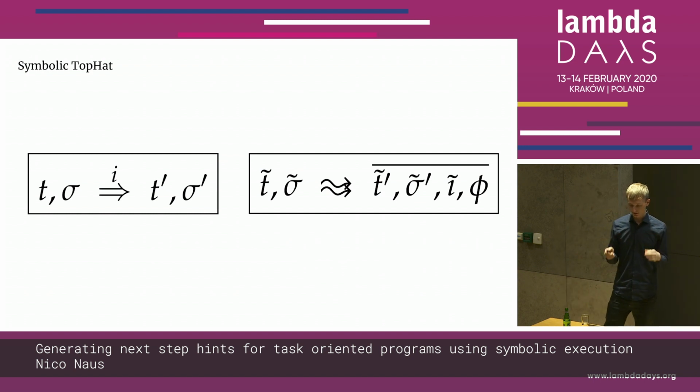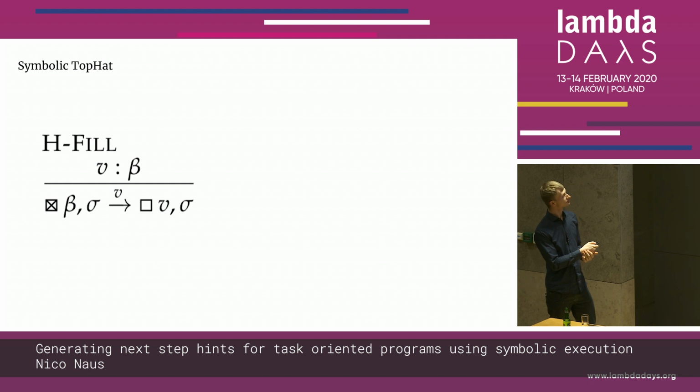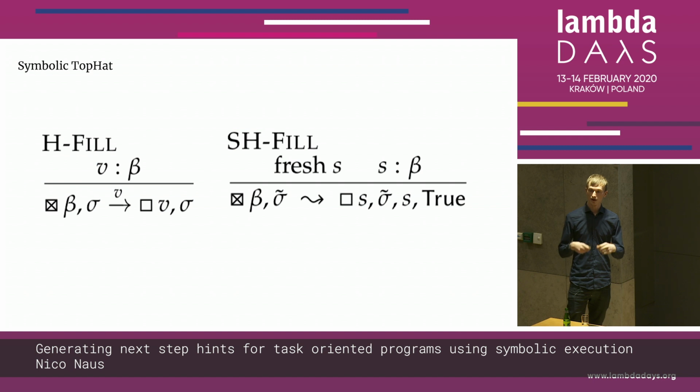So now diving into the semantics, what do we do with the editors? So before we had an actual value from the user, but now we don't have that. So we'll generate a fresh symbol, put that into the editor, return it, and record the path condition, in this case true, because for an empty editor we can always generate a symbol.